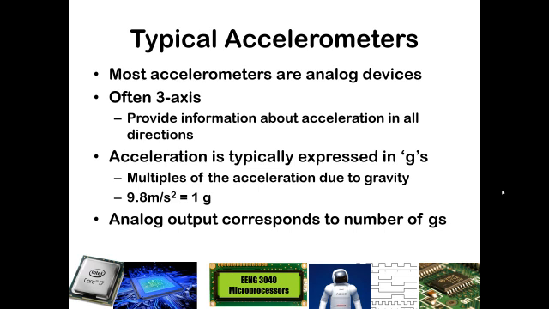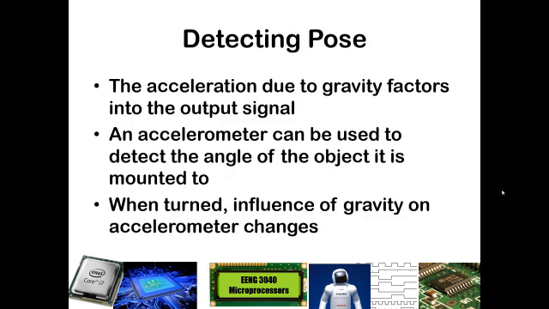And so we can use that to determine the orientation of the Earth's gravitational pull relative to the orientation of the accelerometer. Our analog output will produce different voltages in response to the number of g forces experienced on each of the three axes that we are measuring analog signals from. So we can use this to detect the pose of an accelerometer.